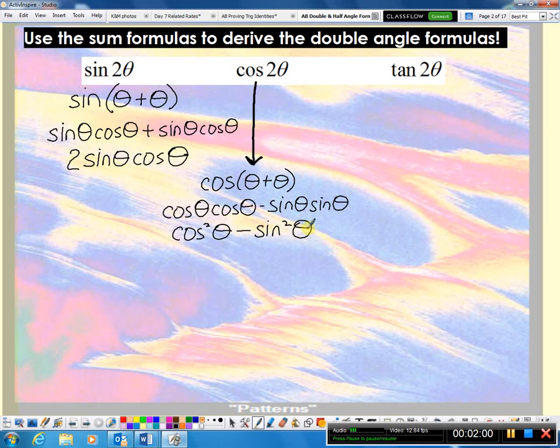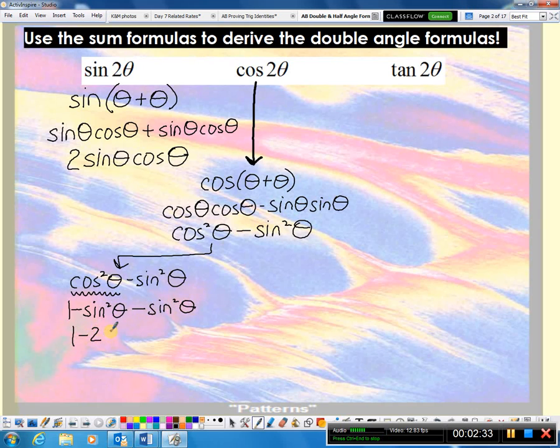Now this is one of 3 representations. This cosine squared minus sine squared could actually be rewritten 2 different ways. So I'm going to recopy cosine squared minus sine squared. Now one thing I could do is sub out cosine squared theta using a Pythagorean identity. Well, cosine squared is the same as 1 minus sine squared if I use the Pythagorean identity. And then I have 1 minus 2 sine squared theta. So there is a second way that you might need to expand cosine 2 theta, and it really depends on the problem.